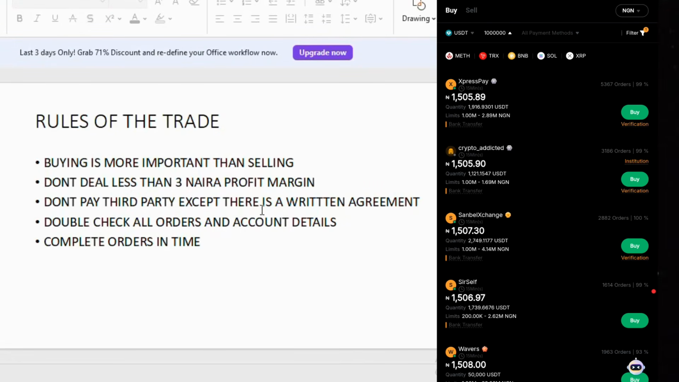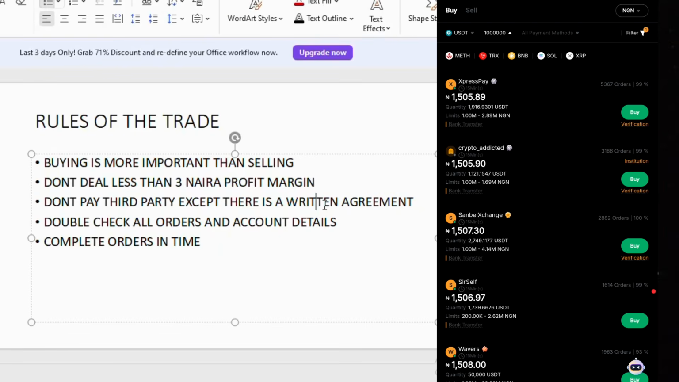Don't pay a third party account except there's a written agreement. This business deals with you transferring money, paying people from your account, paying people who are coming to sell you USDT, and people can pay you if you are going to sell to them. Don't pay anybody who is using an account number or account details that is not in their name, except they have written an agreement with you, because you can get into a lot of trouble by doing that. So guys, don't even do it at all.